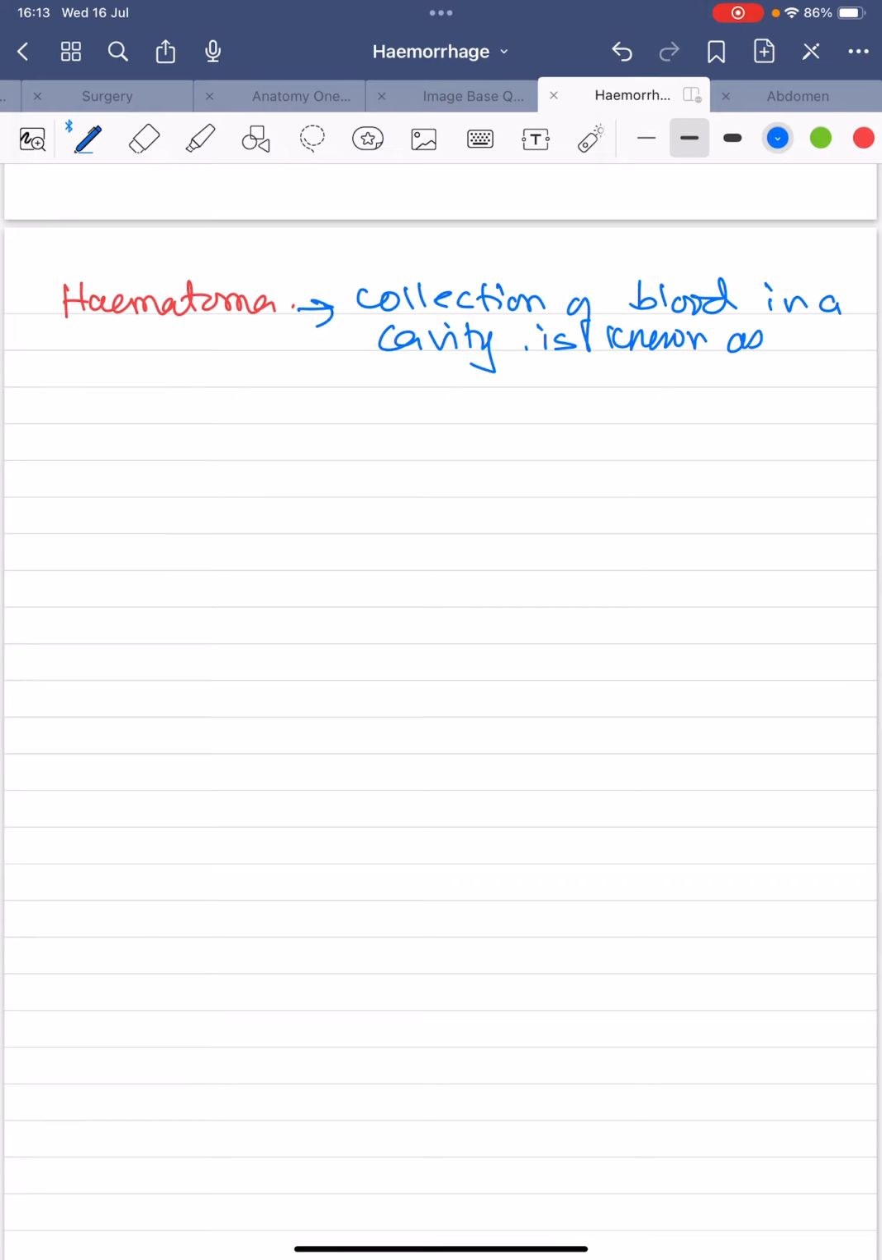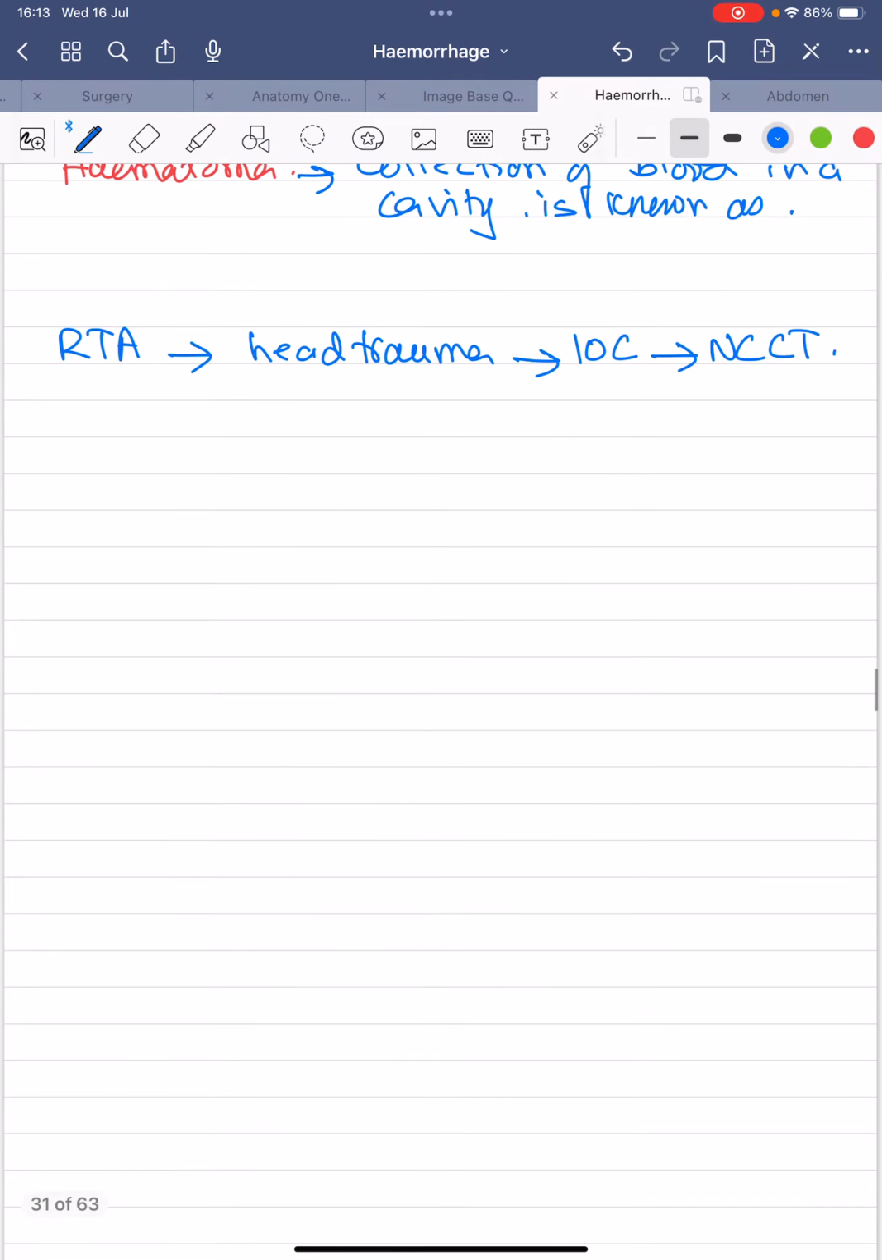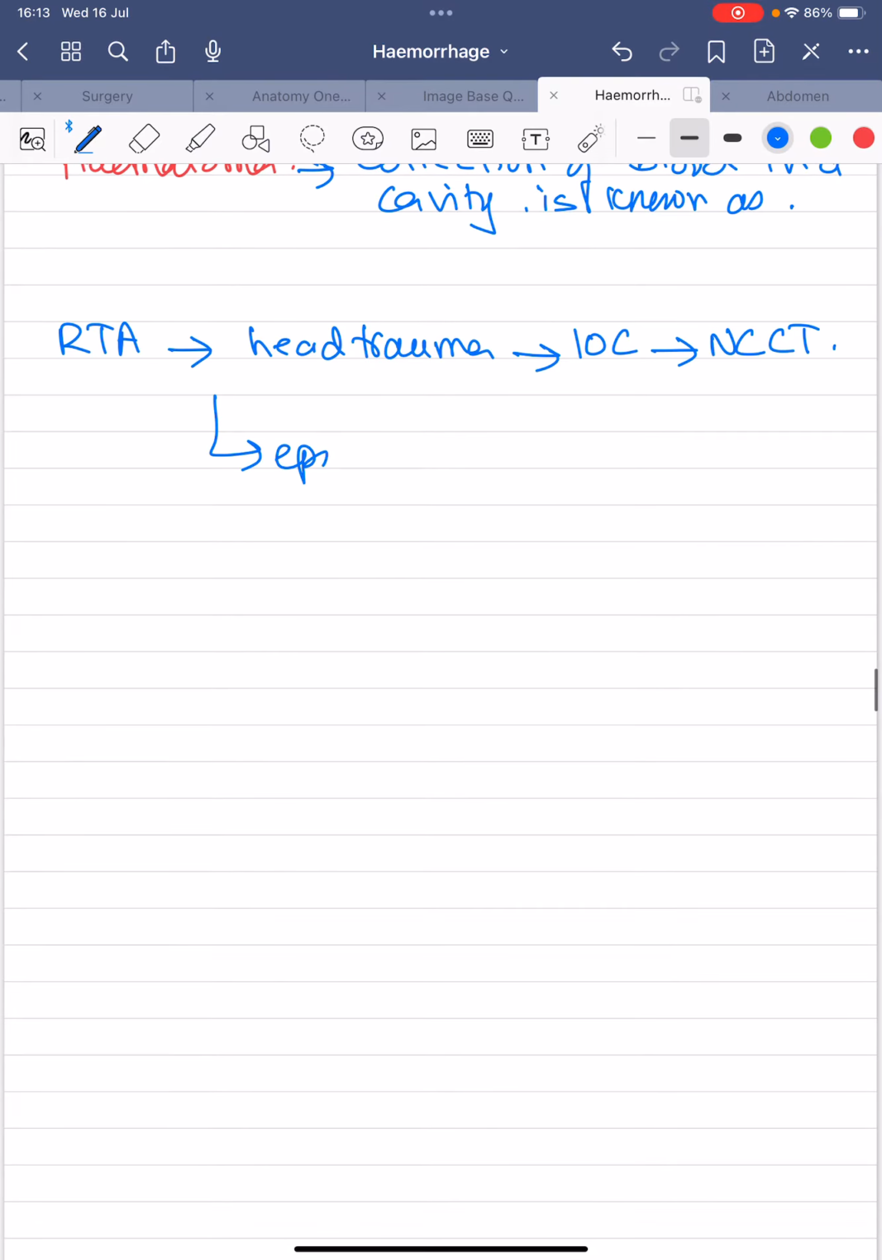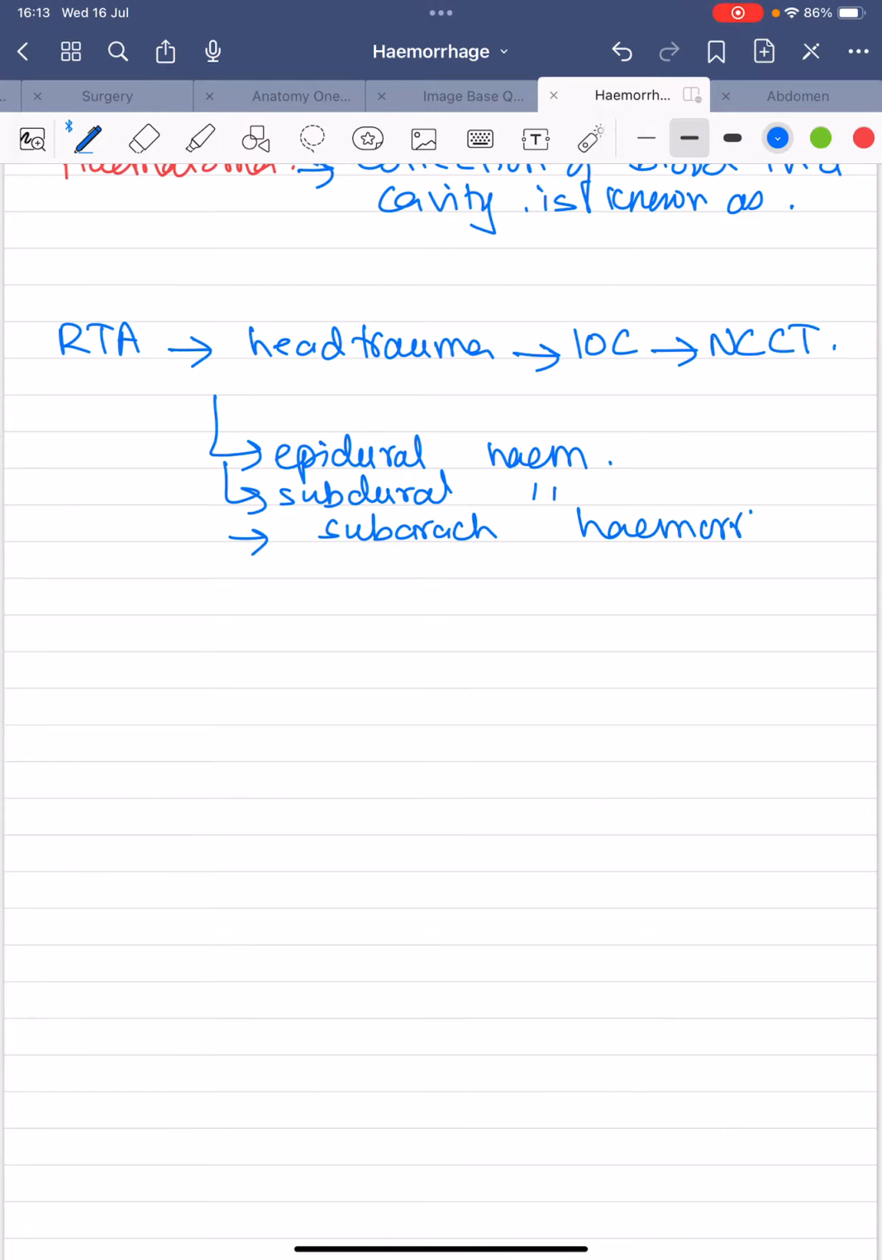Whenever a patient comes to you with road traffic accidents and head trauma, please remember, the first thing you must remember is that the investigation of choice will be non-contrast CT scan. So this is your first MCQ which you must remember. A patient comes to you with head trauma, so it can be a patient of epidural hematoma, subdural hematoma, subarachnoid hemorrhage, or intracerebral hemorrhage.